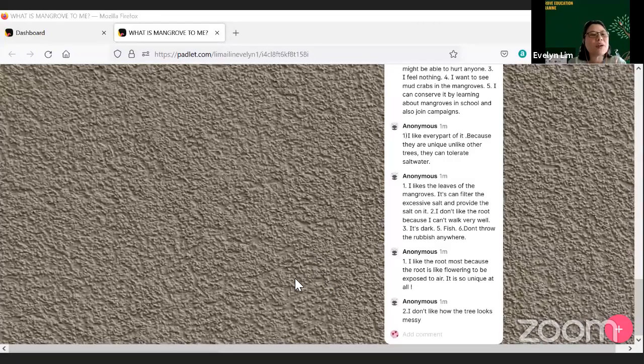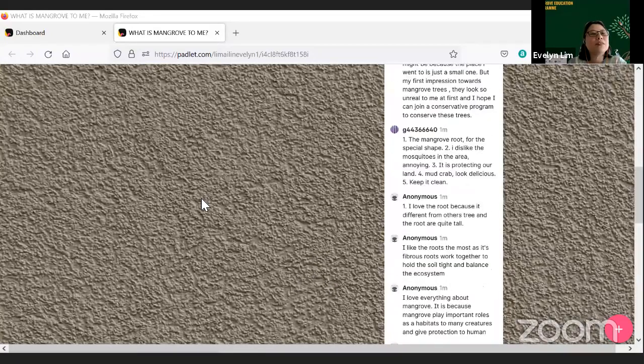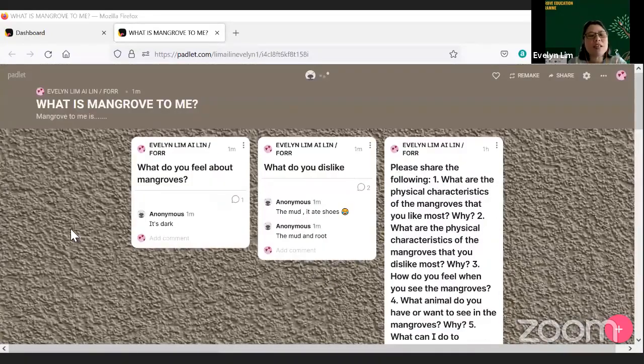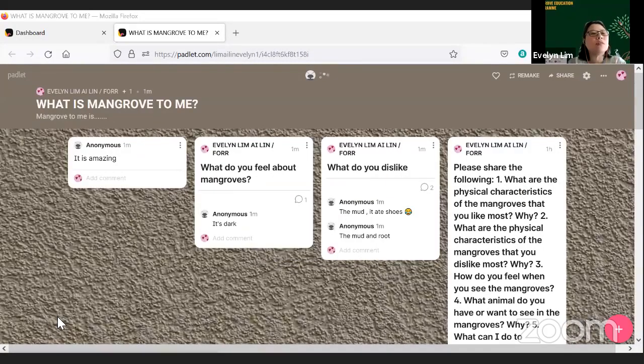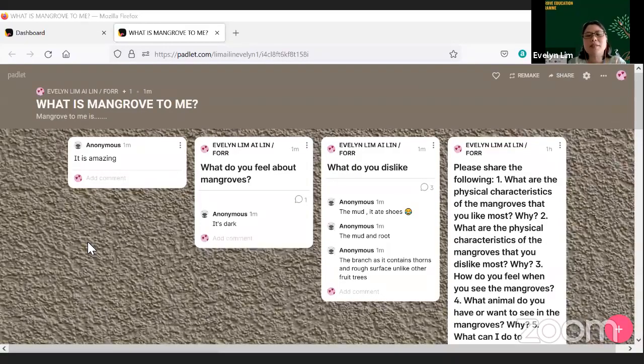Come on. Can I get others to write as well? You know, it's very interesting to know what our friends think about the mangroves. Yeah, it's amazing. Right, good. What else? Okay, you dislike the branch as it contains thorns and rough surface, unlike other fruit trees, yeah? Okay, good. What else? What else do you feel?